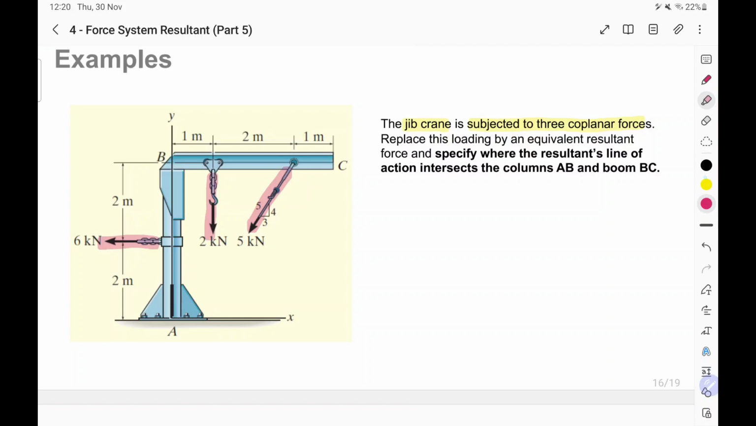And the question asks you to replace all this loading by an equivalent resultant force. And the second part of the question is you have to specify where the resultant's line of action intersects the column AB and also boom BC. So how do we do it? Looks like a very long question, but the solution is you just follow step by step. Okay, so the first step is definitely you have to proceed with the force summation.